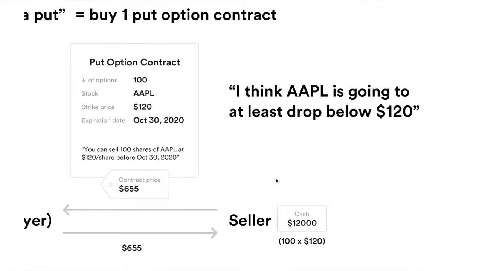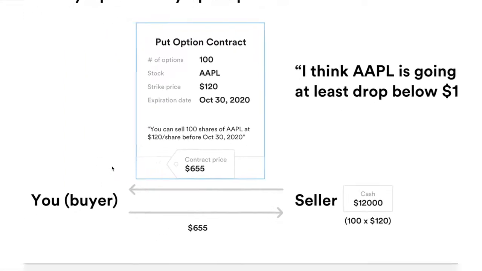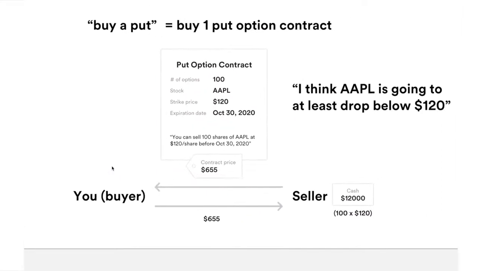So if you buy a put, you buy this put option contract, you are basically betting Apple stock is going to drop below 120. Because if that happens, let's say it drops to $100, then you can first buy 100 shares from the market at 100 and then use this put option contract to sell those 100 shares at 120, profit the difference, okay?